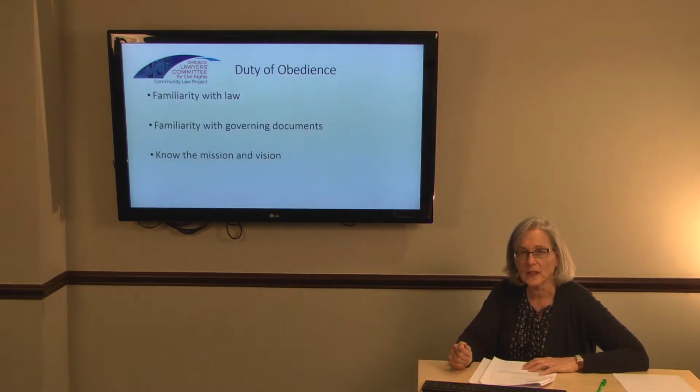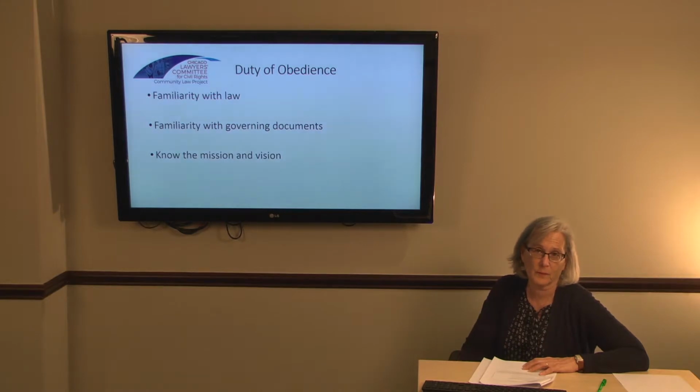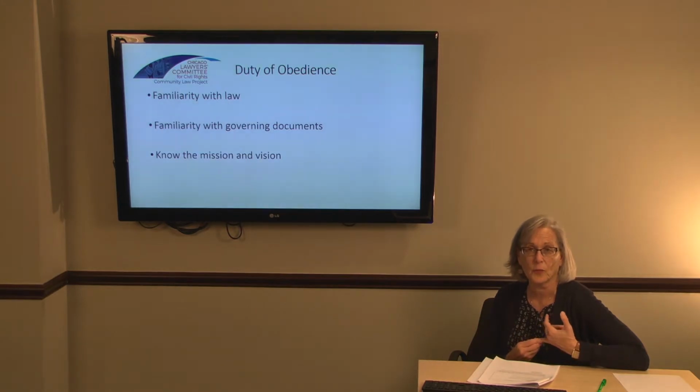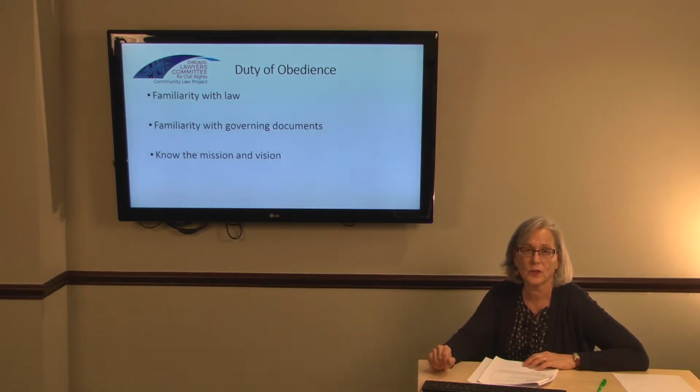The duty of obedience is the fiduciary duty that applies only to not-for-profit directors and officers. It doesn't apply to for-profit boards at all. It requires that you be familiar with the laws that apply to the organization on which you serve on the board. It requires that you understand what the governing documents of that organization look like, whether it's the articles of incorporation, the bylaws, whether there are employment policies. What the duty of obedience requires the director to do is review those documents and understand what they mean.